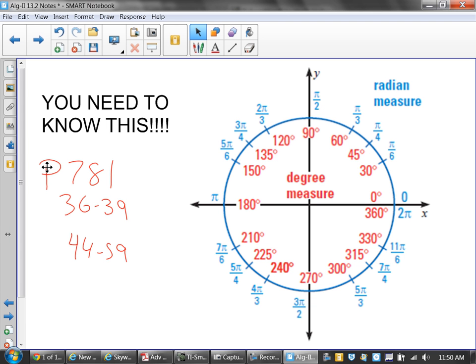Please try your best not to do this with your calculator. Try and add and subtract by hand. Try to multiply and simplify fractions by hand. See if you can do it. Because, as I said, as we go into this more and more, I'm going to take the calculator away.